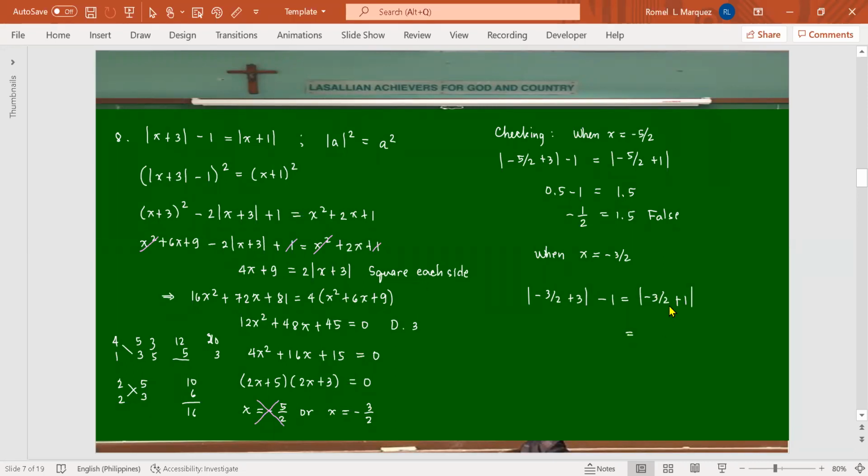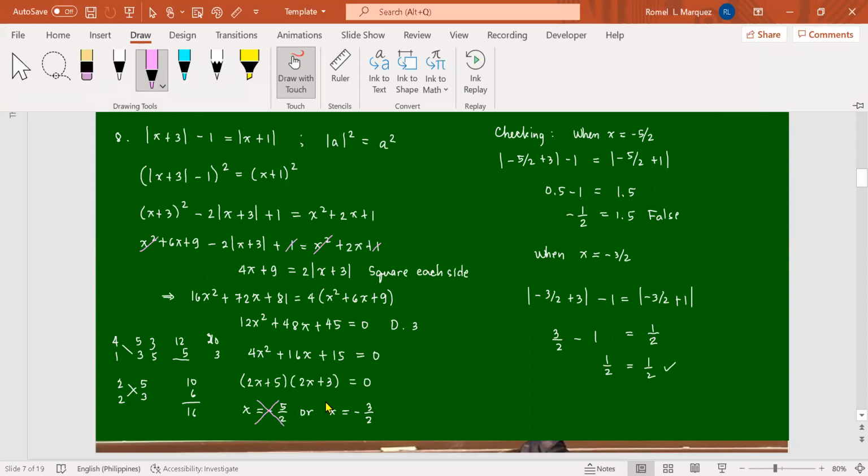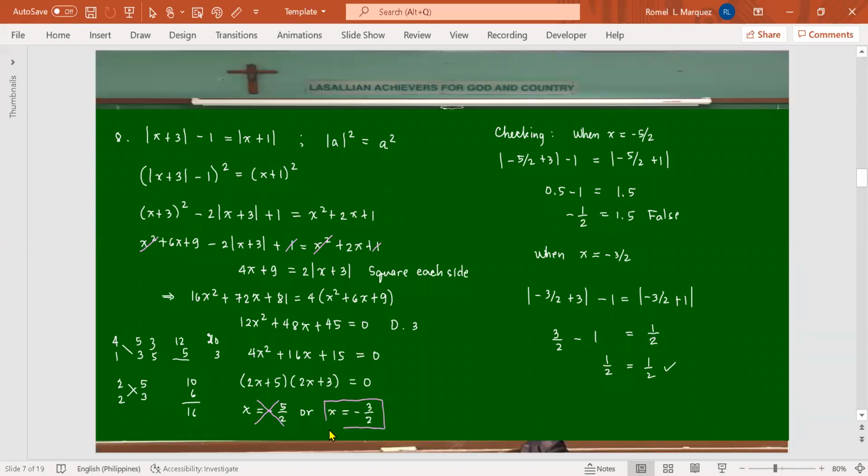What is the absolute value of this? Right side, negative 1.5 plus 1. It is positive 1/2. This is 3 halves. Absolute value is 3 halves minus 1. What is 1.5 minus 1? 1/2. Is 1/2 equal to 1/2? Check. So there is only one root, and that is negative 3 halves.